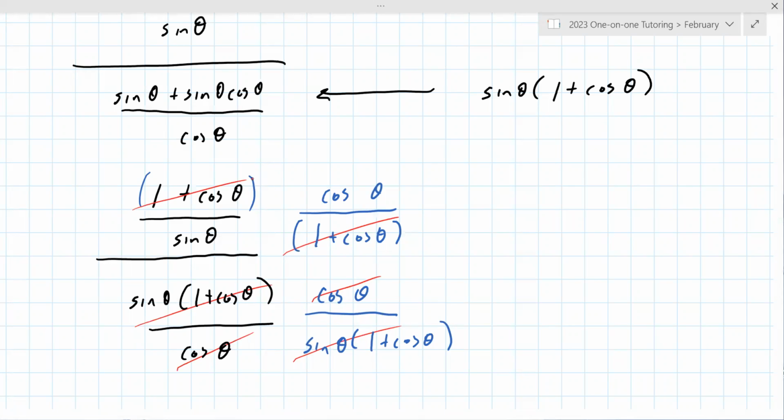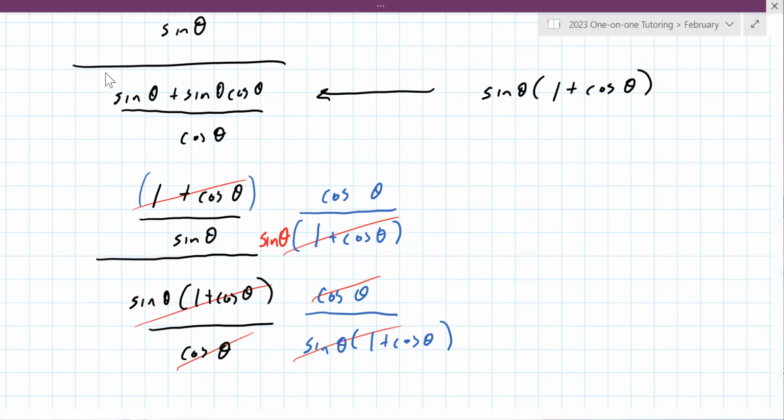And I'm looking ahead here. Sorry, I didn't look ahead far enough. I'm sorry, I missed a sine theta. There's a sine theta here. I didn't write that. That's why it wasn't working. I was like, why isn't that working?